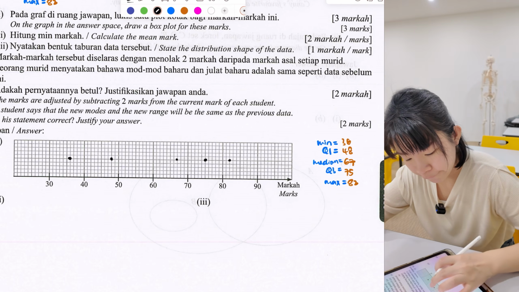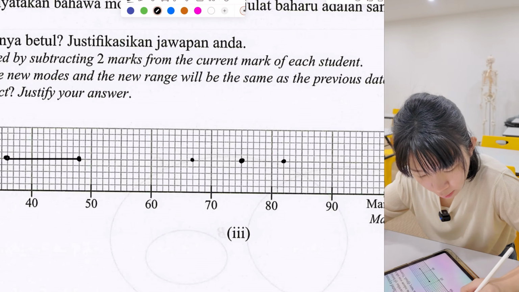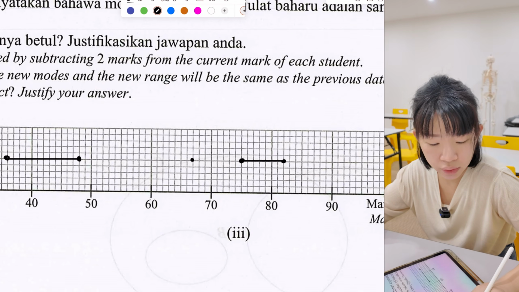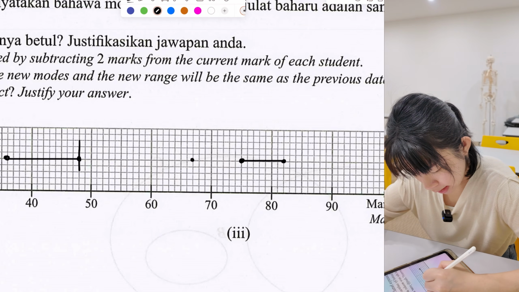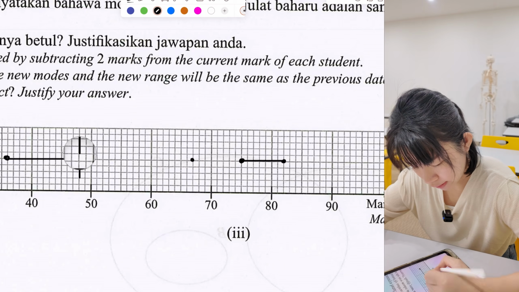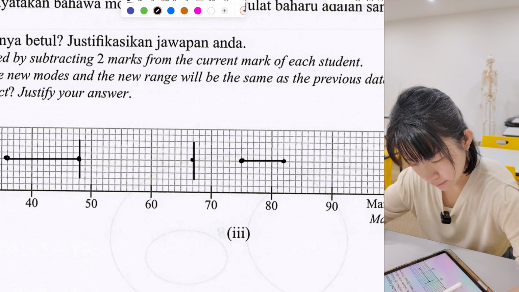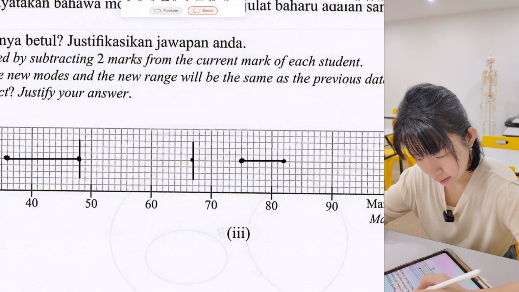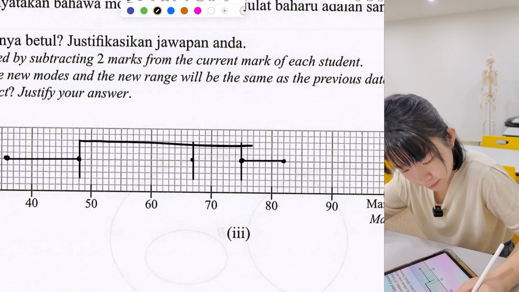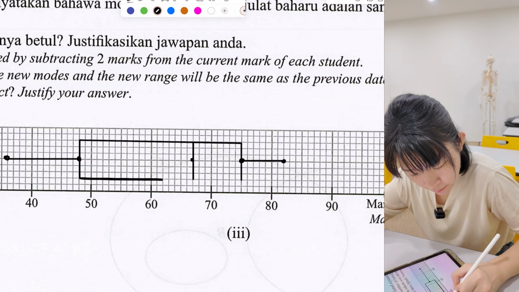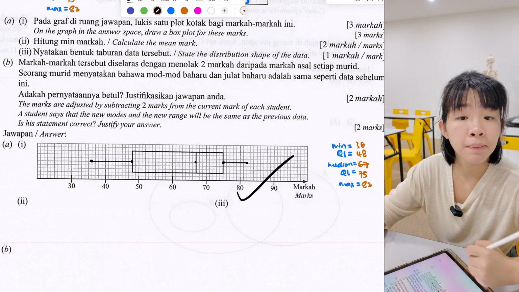Take out your ruler. The first 2 points join horizontally. The last 2 points join horizontally also. Then for the middle one, take 6 boxes: 1, 2, 3, 4, 5, 6. Here, 6 boxes. After that, close up. Okay, done. So this is a box plot.